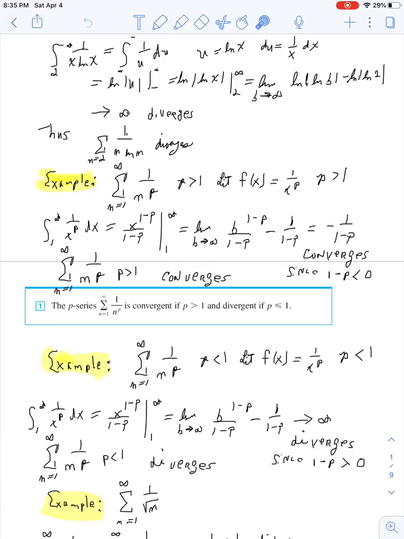We combine those as well as what happens when p is 1 to give you this following result for p series. Whenever I look at the summation n running from 1 to infinity of 1 over n to the p, if p is greater than 1, it converges. But if p is less than or equal to 1, it diverges.